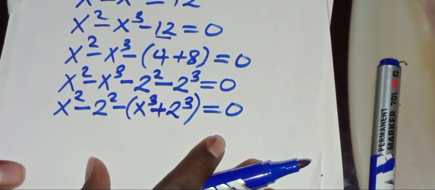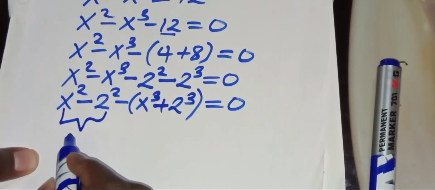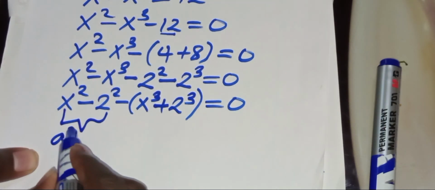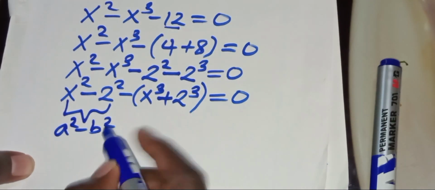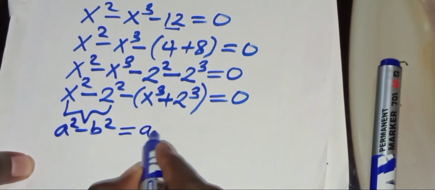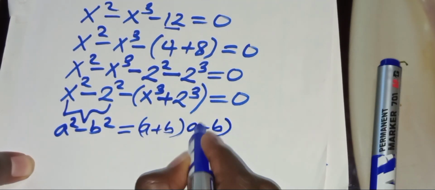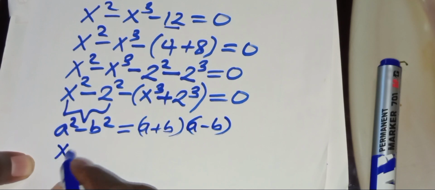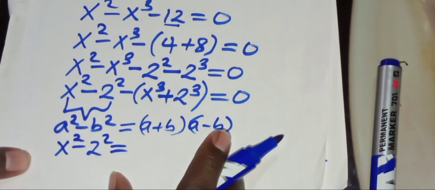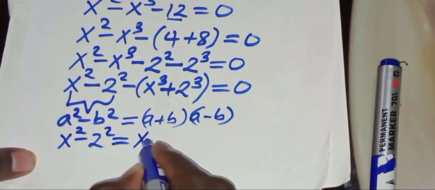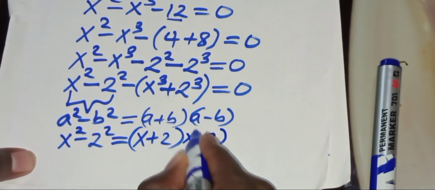Now we have two parts here. The first part is actually the difference of two squares, which is expressed as a squared minus b squared, which we can express as a plus b and a minus b. So we have x to power 2 subtract 2 to power 2, which can be expressed as x plus 2 and x minus 2.